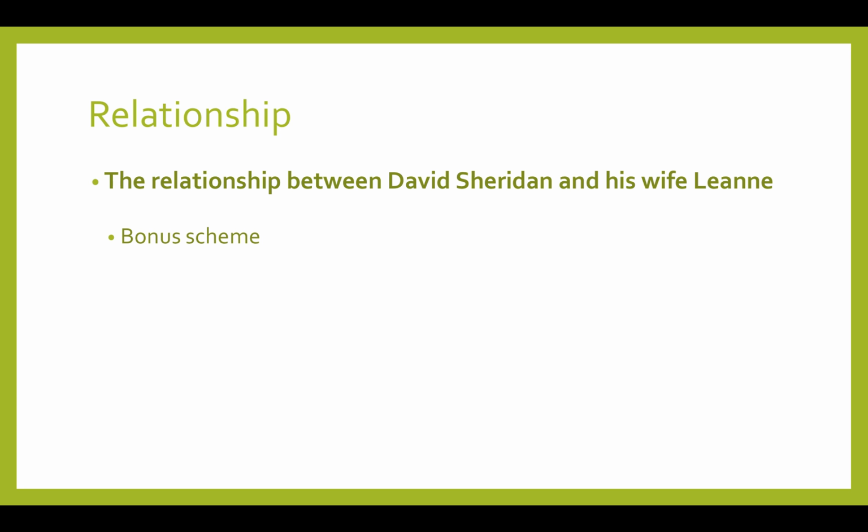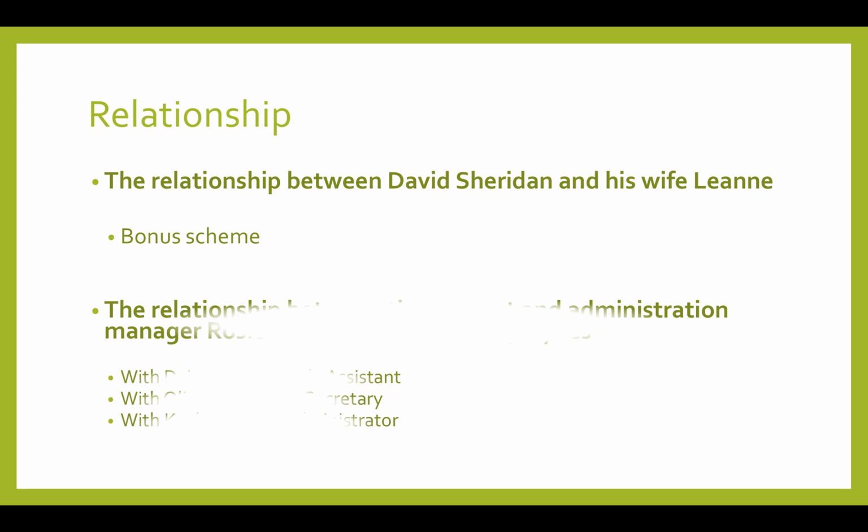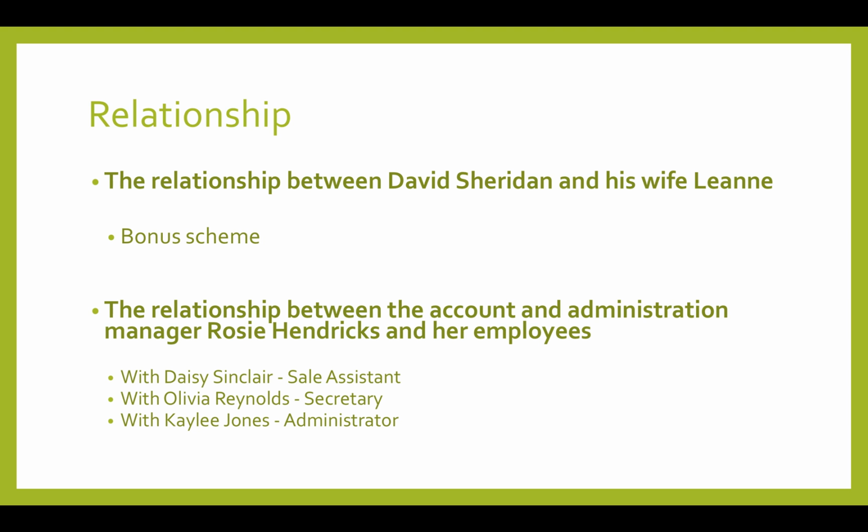Therefore, it may be the personal preference of David, and it led to losing the incentive effect of the bonus scheme. Secondly, the relationship between the accounts and administration manager Rosie and her employees should be considered as an issue. In total, it could be clearly seen that she is especially appreciated by David, and most of his work is delegated to her. However, there are some employees dissatisfied with her management skill.